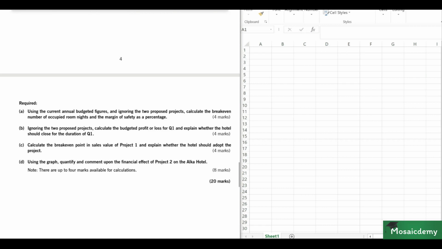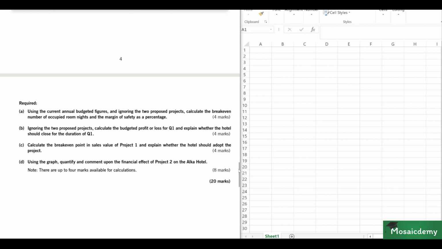Now, let's start with the first requirement, part A. Using the current annual budgeted figures and ignoring the 2 proposed projects, okay? So we have nothing to do with the projects right now. Calculate the break-even number of occupied room nights. So break-even number of units, basically. What was the formula? Fixed cost over contribution per unit, in this case contribution per room night, and the margin of safety as a percentage. Margin of safety, what was the formula? Budgeted sales minus break-even sales over budgeted sales.